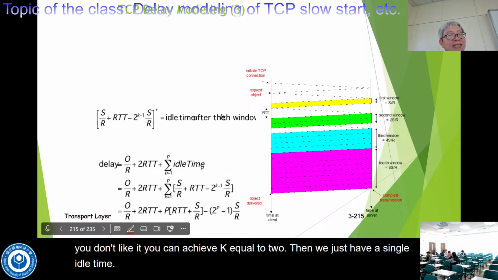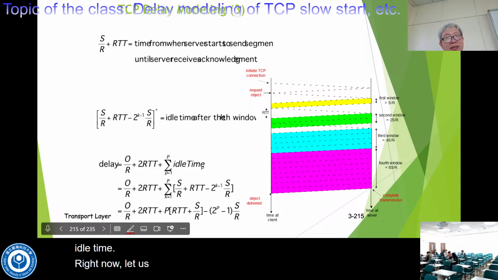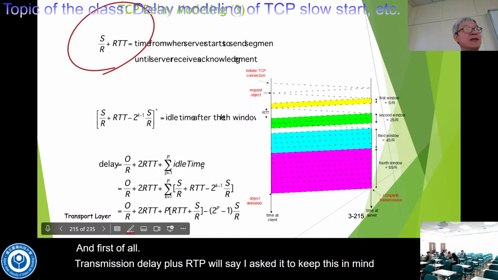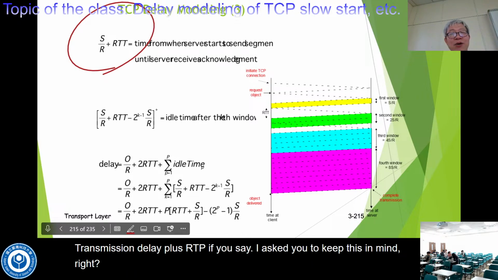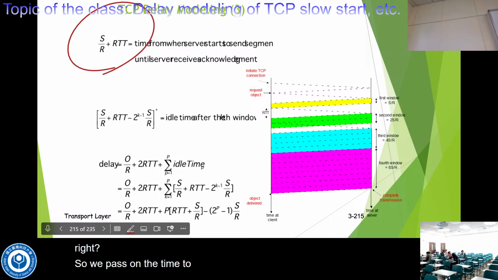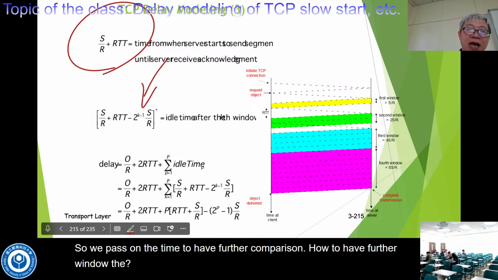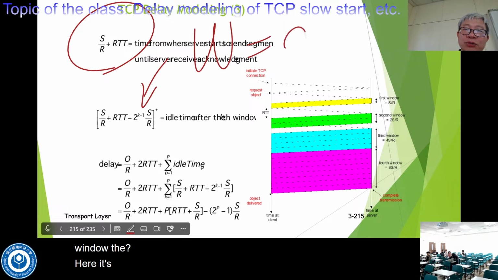Right now, let us have the derivation. First of all, transmission delay plus RTT. Previously, I asked you to keep this in mind, right? So we compare the times. How to get the window? Here it's W equal to this one.